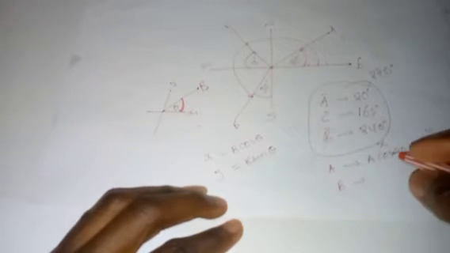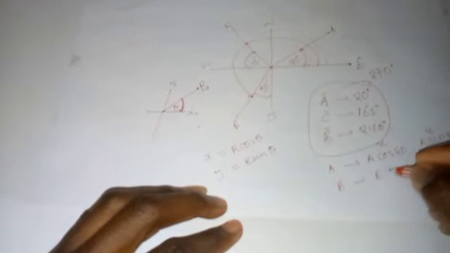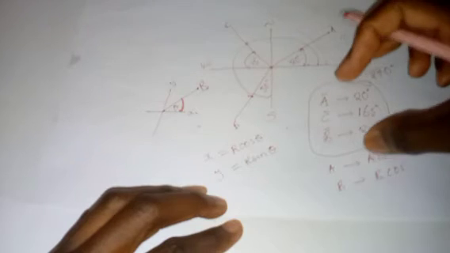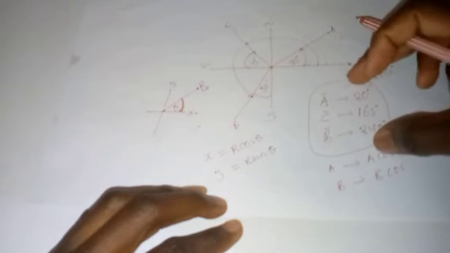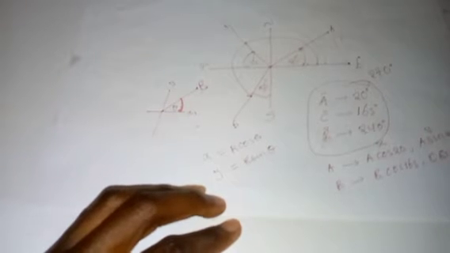You come to vector B. If you resolve it into its components, you're going to have B cos of the angle you got now as the original angle, which is going to be 165. And you say comma, B sin 165, like this.